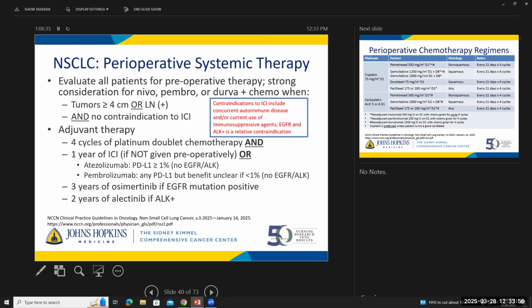Okay, this is just further going into that concept of neoadjuvant therapy, okay? So this is what we do perioperative, peri meaning around. So this is treatment before the surgery and then treatment after the surgery. So these are some of the patients that we would recommend for this treatment approach. Patients whose tumors are greater than 4 centimeters or they have lymph node involvement, and then they don't have a contraindication to immunotherapy. That information in that blue box that's in red is going to be a really important concept to understand and something that I would expect you to potentially be tested on and be able to answer correctly, okay?